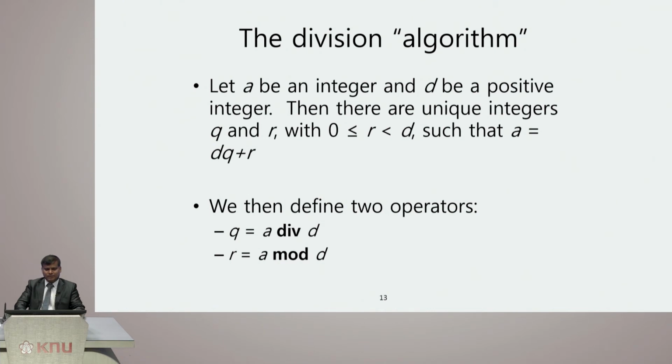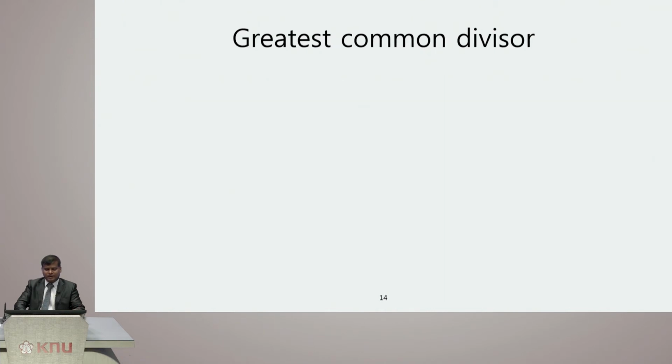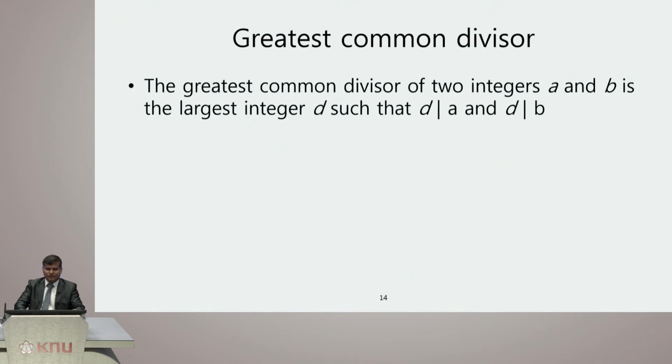We will see some examples like the greatest common divisor, famously called GCD, and you might have studied this in your high school or junior high school. The greatest common divisor of two integers a and b is the largest integer d such that d divides a and d divides b. We can simply denote this by GCD of a comma b.